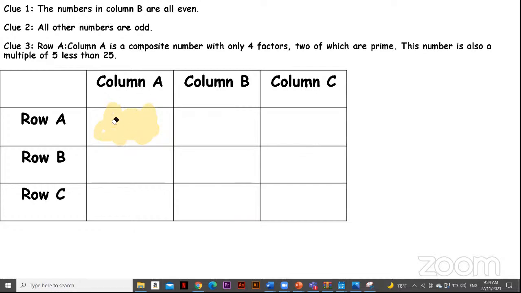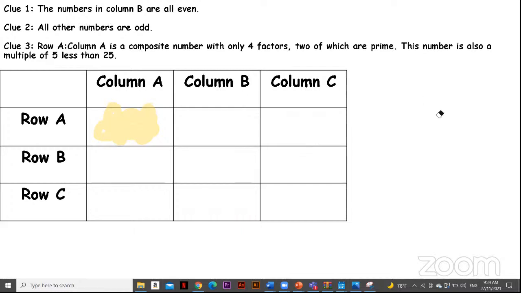And I want us to share in the chat what composite numbers, or give me one example or 2 so we can try one. And if one doesn't work, we go to another. What number here that has 4 factors and 2 of those 4 factors are prime numbers that we could use here? Now it also says that this number is a multiple of 5. This number is a multiple of 5.